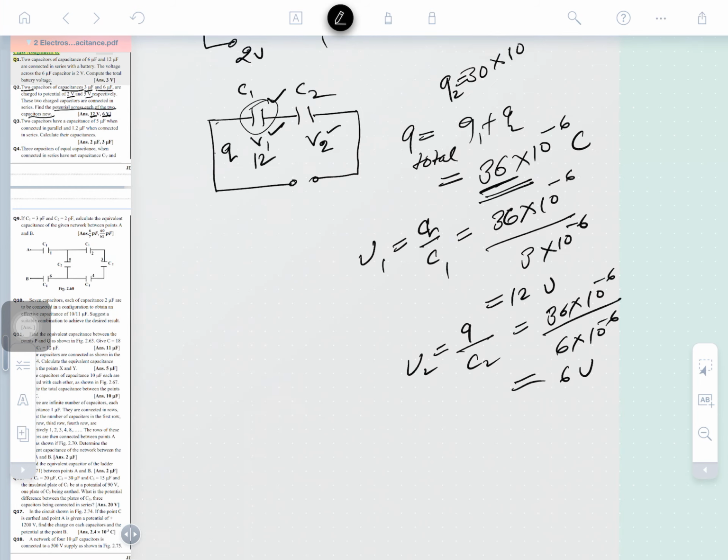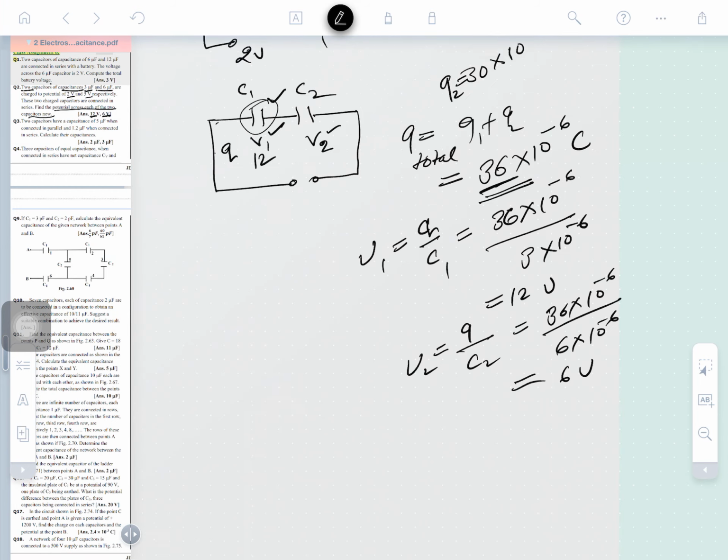Three capacitors of equal capacitance connected in series. I just want to tell you, when n capacitors are in series, the total capacitance is given by C divided by the number of capacitors, and when the capacitors are in parallel, it's n times C. These two formulas you have to remember. This always works for identical capacitors.